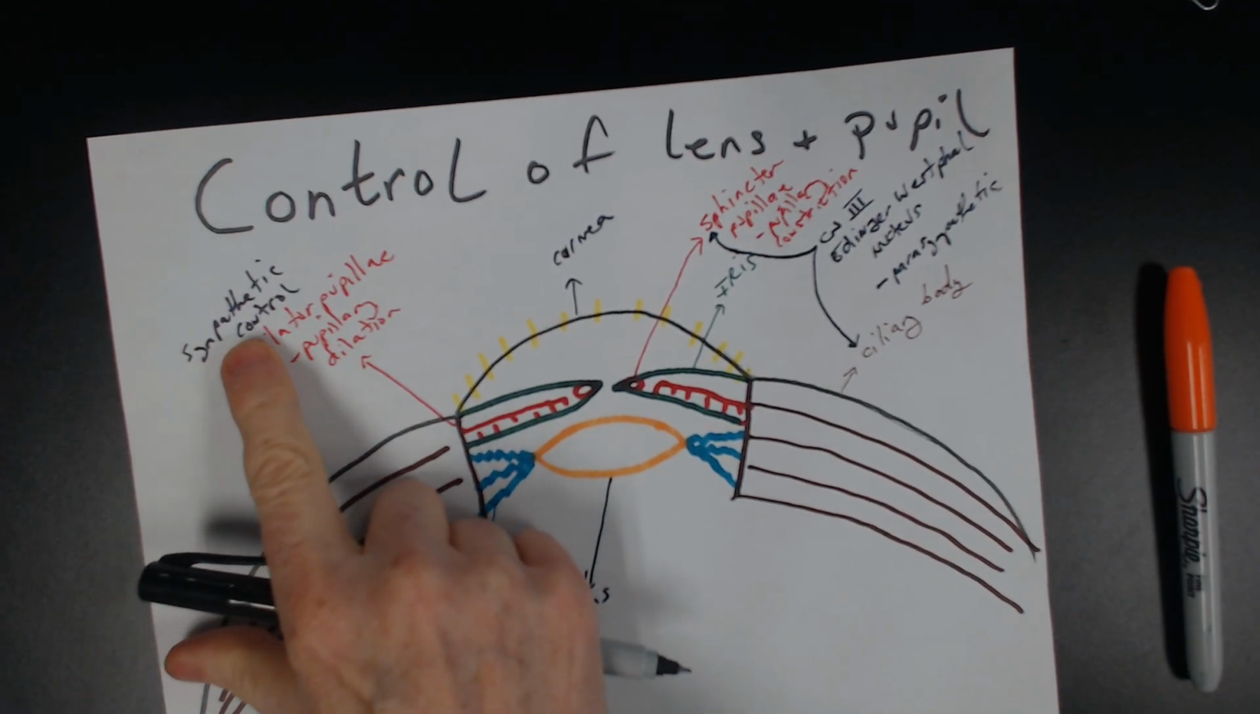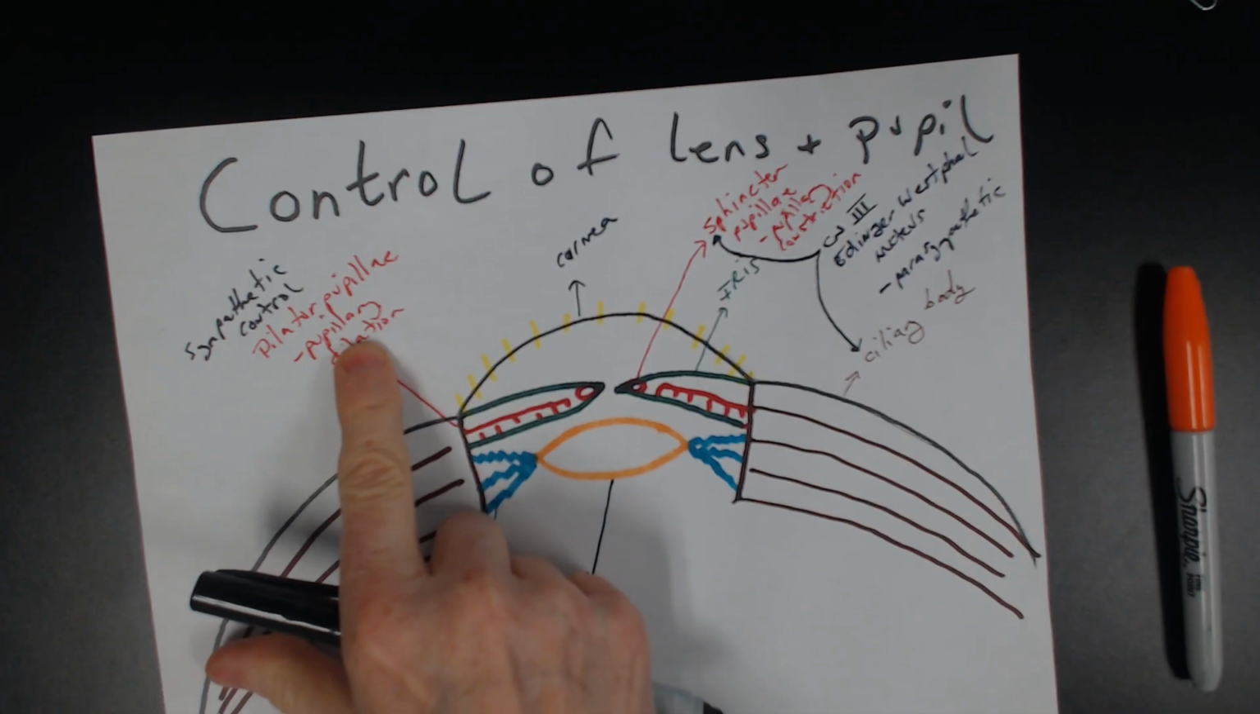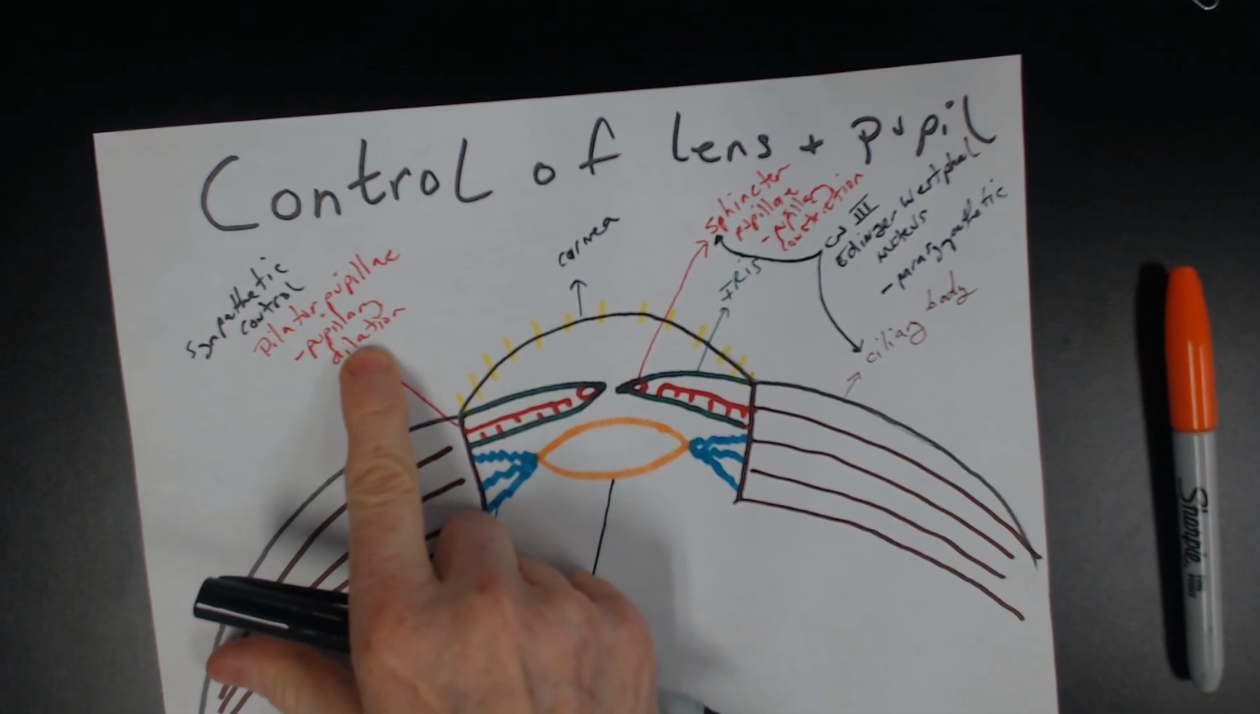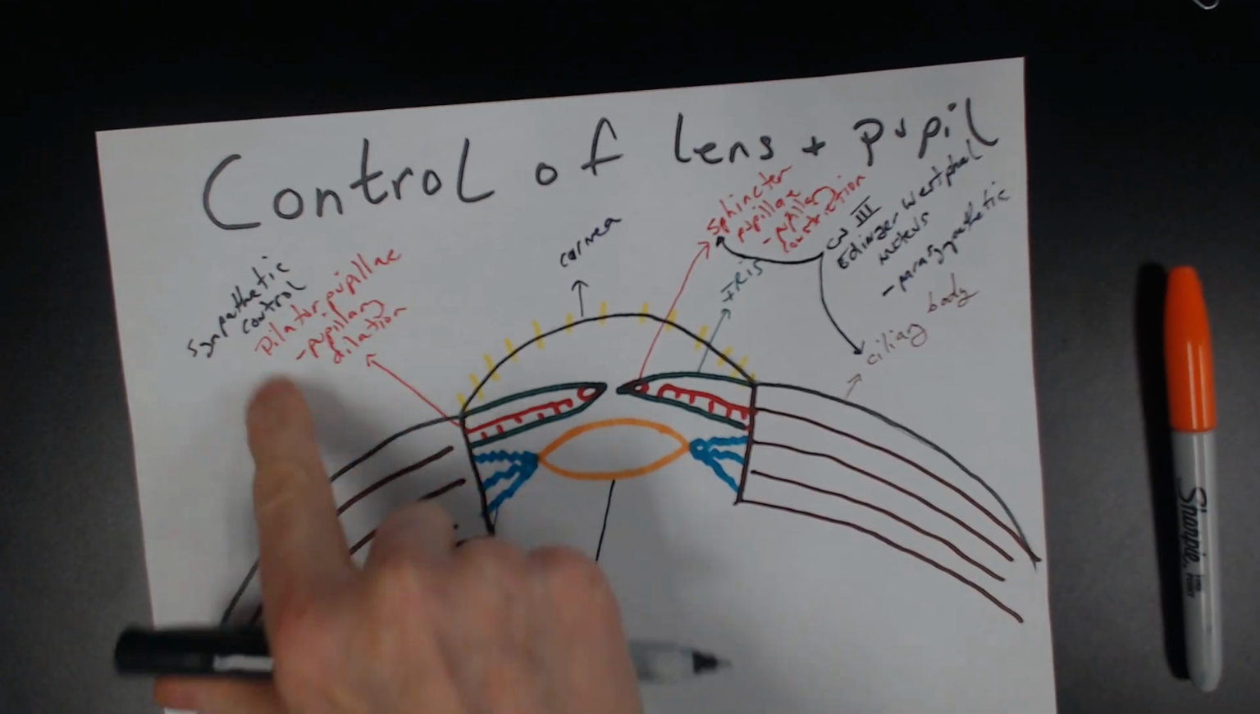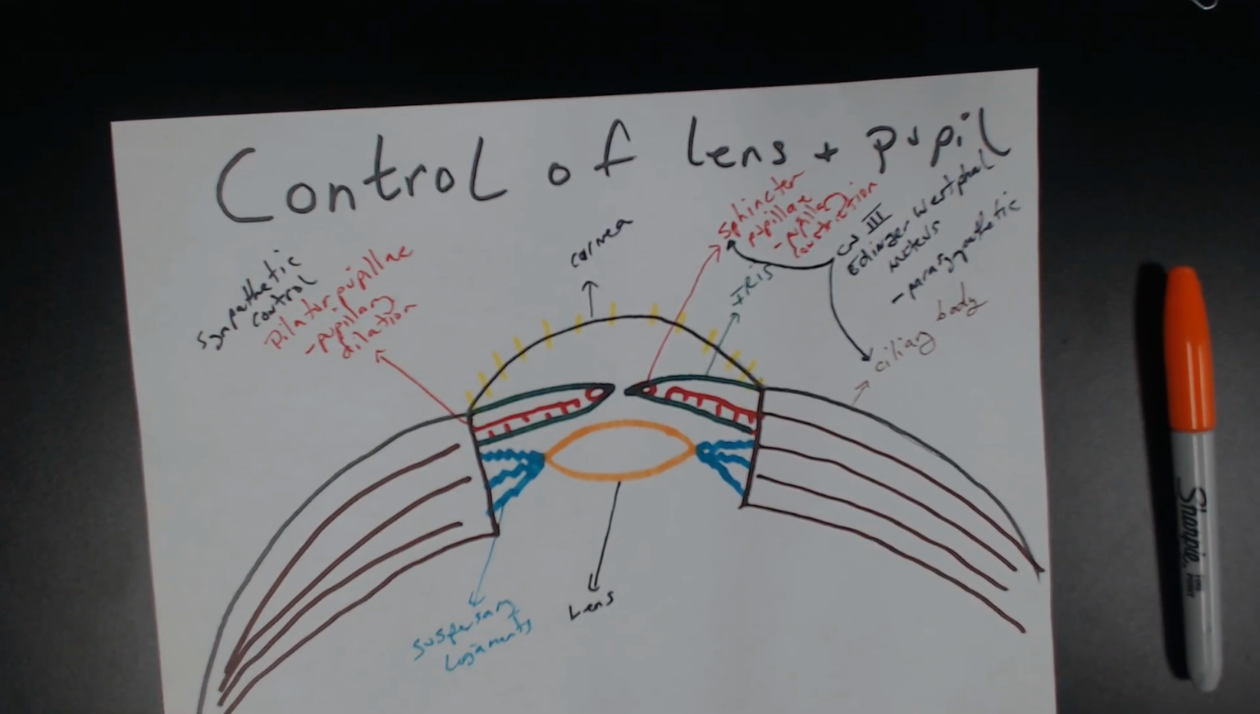Okay? And if you're being chased by the tiger, you want your pupils to be dilated because you want as much light coming in as possible so you don't trip over anything. Easy way to remember it. Okay? So if somebody's sympathetic nervous system is flaring up, they're going to have great big old dilated pupils.